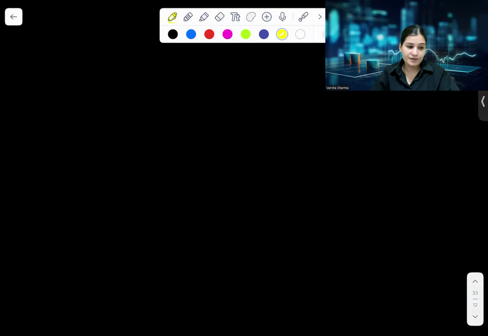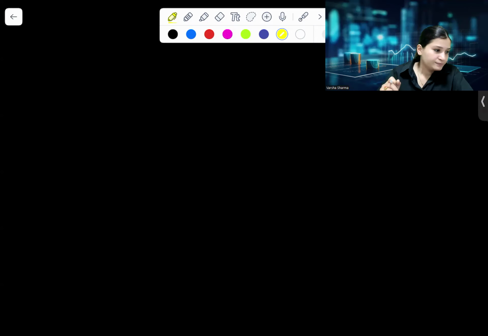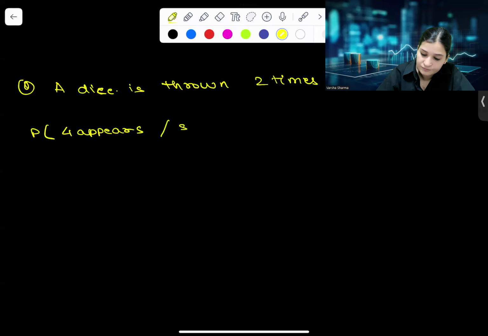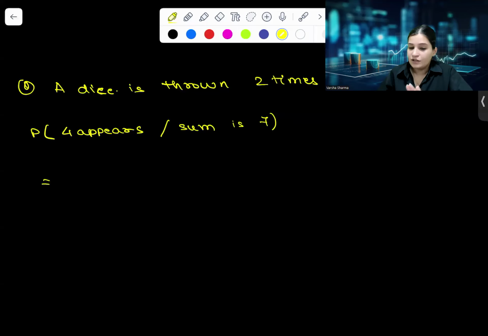Now, how will we be doing the sums? For example, question: a dice is thrown 2 times. As soon as I write that a dice is thrown 2 times, that means there are 36 outcomes in total: 11, 12, 13, 16, 21, 22, 23, 26, and that way. Probability 4 appears given sum is 7. Given sum is 7. What is your first event? Sum is 7. So in a dice, how many numbers give you a total of 7?